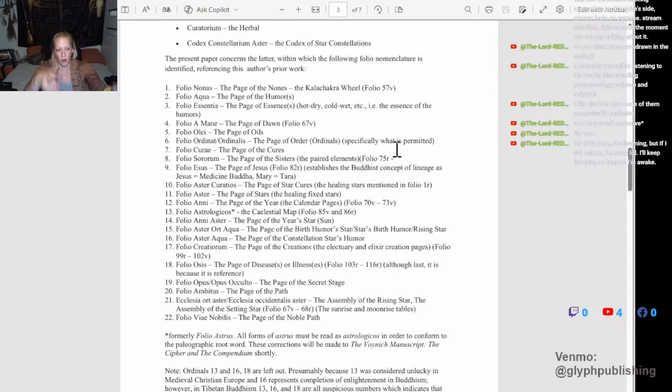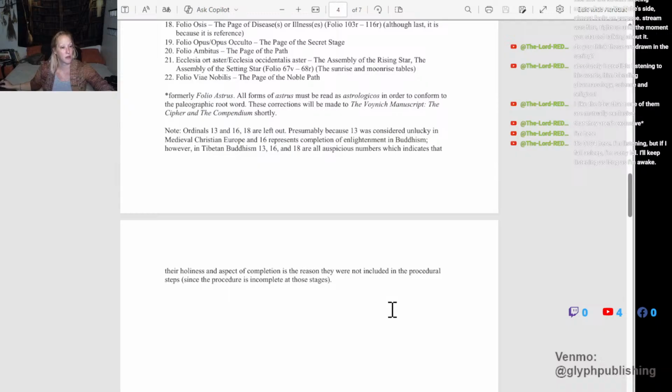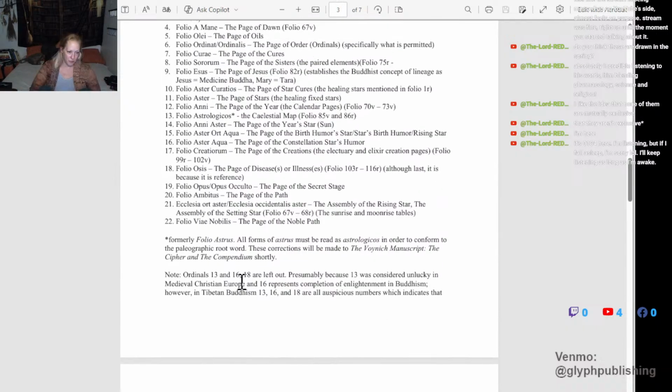Yes, so those are all the folio names. I haven't found any extras yet. 13, 16, and 18 are all aspects of completion of enlightenment. So the reason why those would be left out is because you haven't reached enlightenment during those, so you wouldn't put that in there.